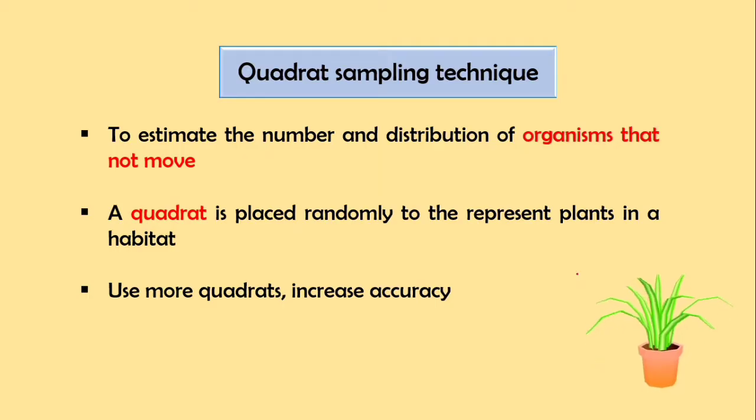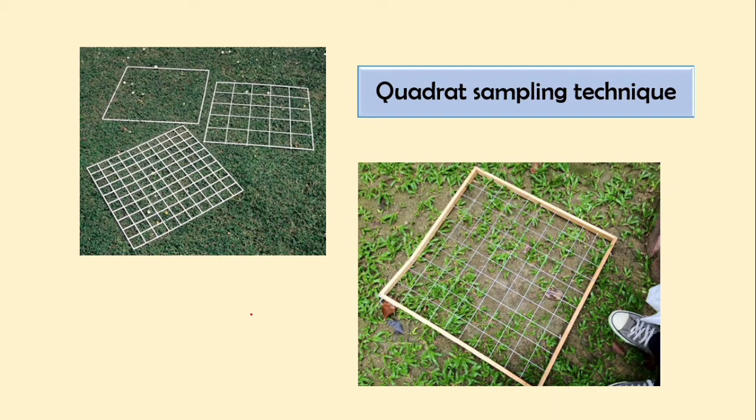Okay, the quadrat sampling technique is used to estimate the number and also distribution of organisms that do not move, so mostly refers to plants. And we use quadrats that will be placed randomly to represent plants in our habitats. More quadrats being used will increase the accuracy of data. So here is an example of quadrats being used for the quadrat sampling technique.